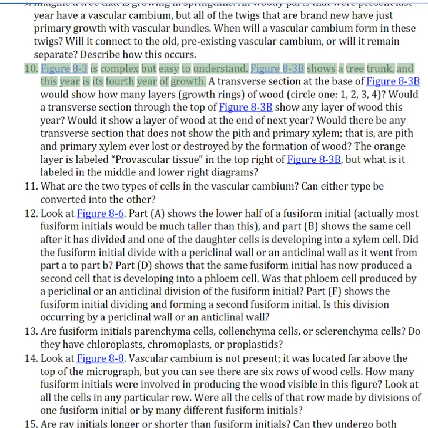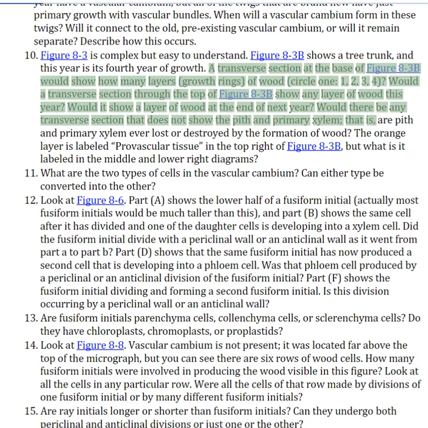10. Figure 8.3 is complex but easy to understand. Figure 8.3b shows a tree trunk, and this year is its 4th year of growth. A transverse section at the base of figure 8.3b would show how many layers of wood? Would a transverse section through the top of figure 8.3b show any layer of wood this year? Would it show a layer of wood at the end of next year?